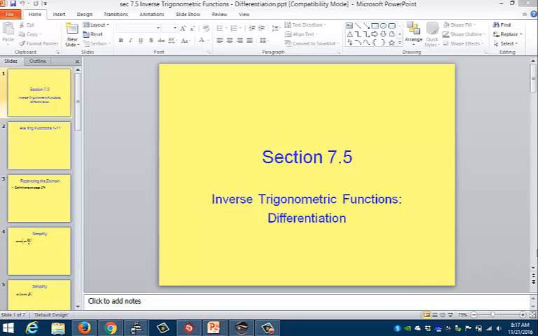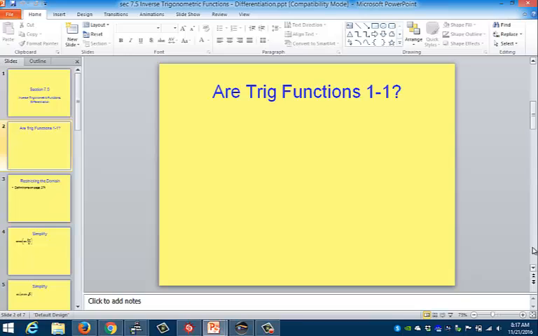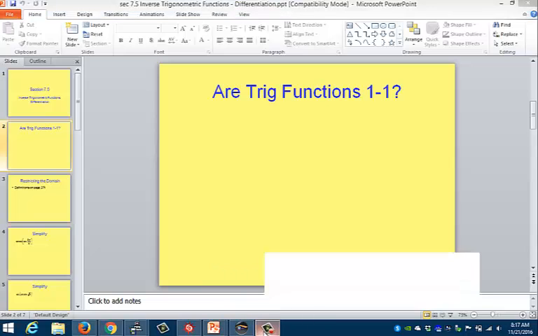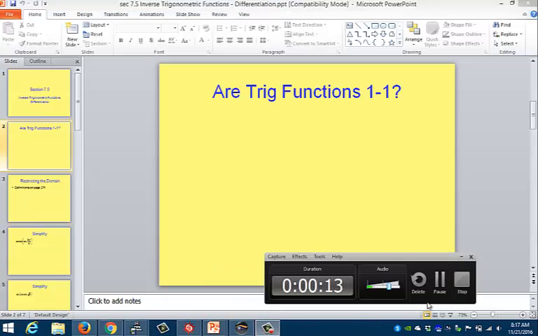Here's a question for you guys to talk to each other about before we get started, while I get my markers out. Are the trig functions one-to-one? And if they are not, what do we do about it?